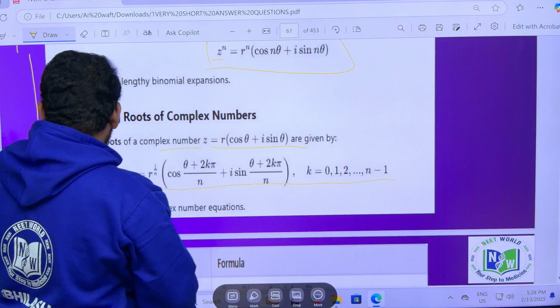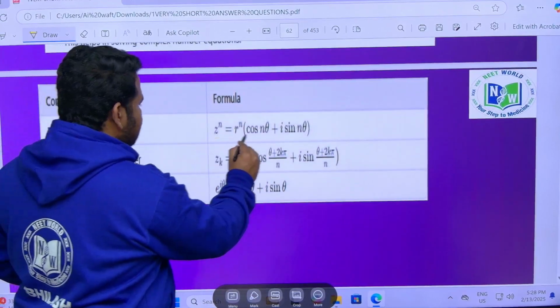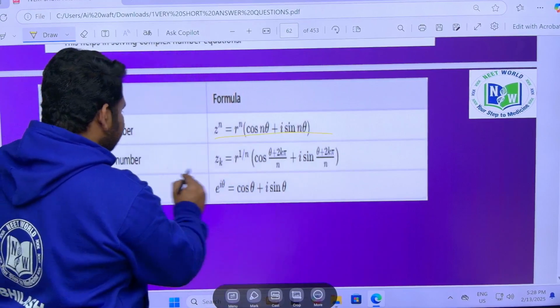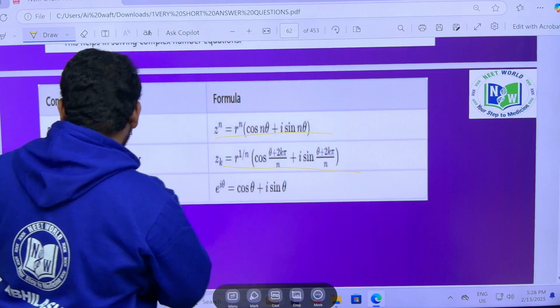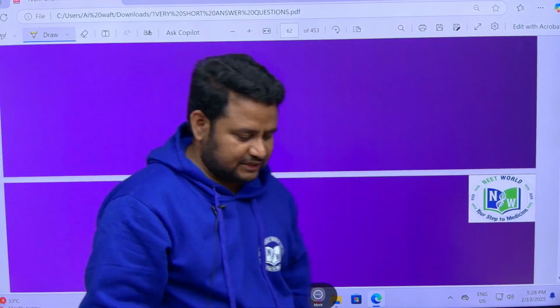Got it? Anyways, this is what we learned. The power of a complex number is given by this, and the nth root of a complex number is given by this. This is Euler's form. Some more properties we will learn, friends, like I told you.